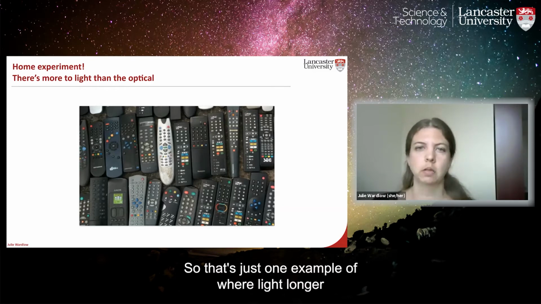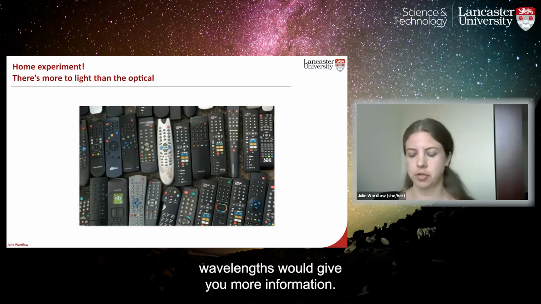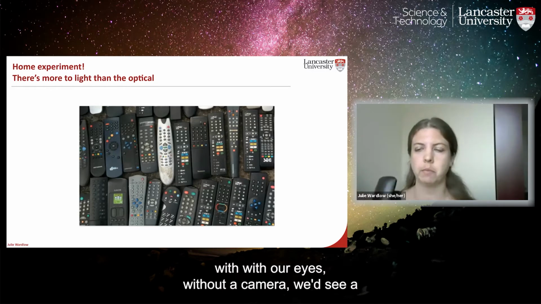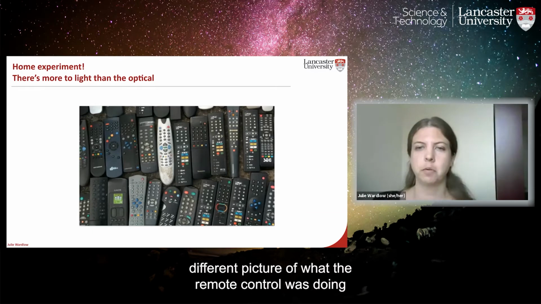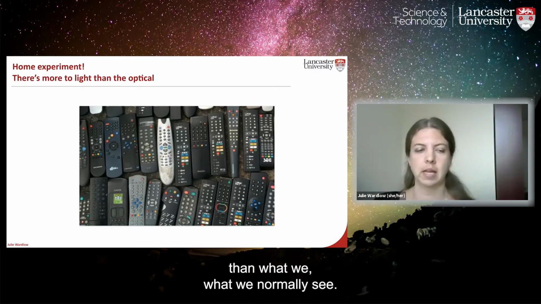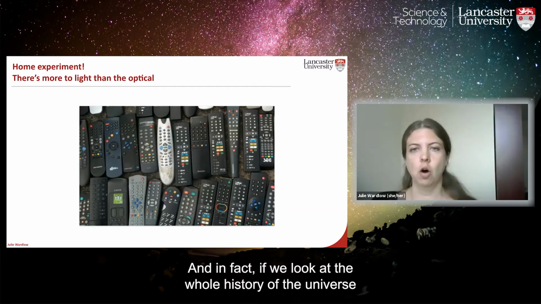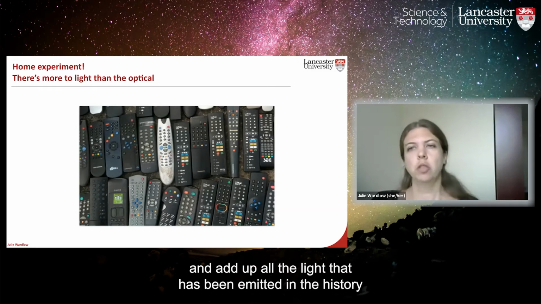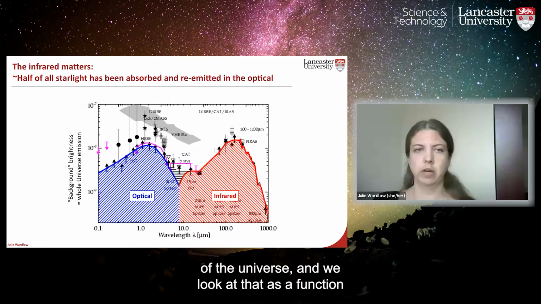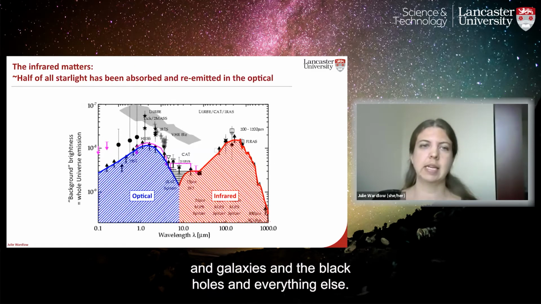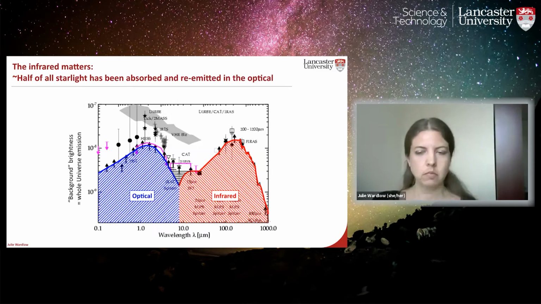So that's just one example of where light at longer wavelengths would give you more information. If we could see when I was pressing the button on here with our eyes without a camera, we'd see a different picture of what the remote control was doing than what we normally see. And the same is true in the universe. In fact, if we look at the whole history of the universe and add up all the light that has been emitted in the history of the universe, and we look at that as a function of wavelength, we can see all of the emission from the stars and the galaxies and the black holes and everything else.